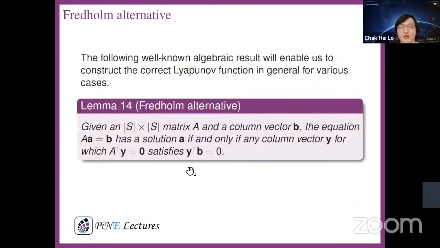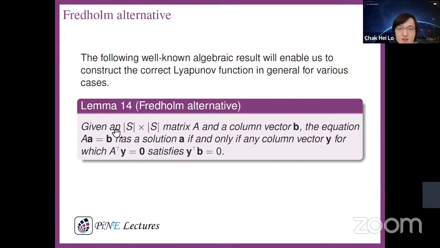Simple enough. So the next ingredient we need is what we call the Fredholm alternative. The following well-known algebraic result will actually enable us to construct the correct Lyapunov function that we need. And it's not just for this case, it is for most of the cases that we will discuss here. So this Fredholm alternative is a very important observation to solve this problem.